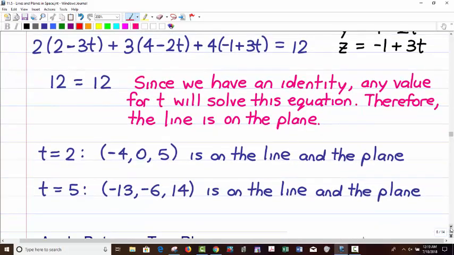So therefore, I just showed a couple of examples. I used 2, I used 5. That would be the value for the line, but it's also on the plane. So therefore, everything that's on the line is on the plane. That means the line has to be on the plane.